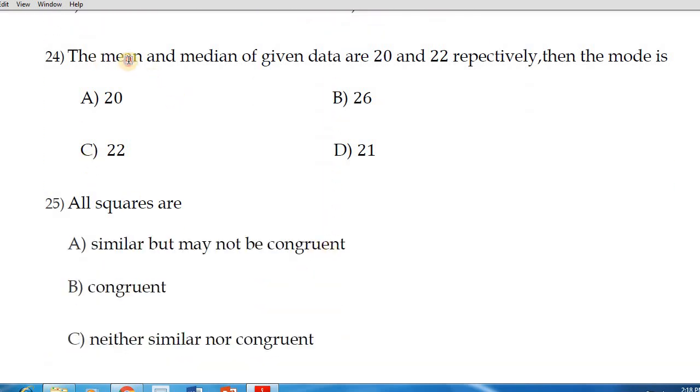The mean and median of the given data are 20 and 22 respectively. Then the mode is? Children, see, here we want to find the mode. Mean and median are given. So which formula do you want to use?